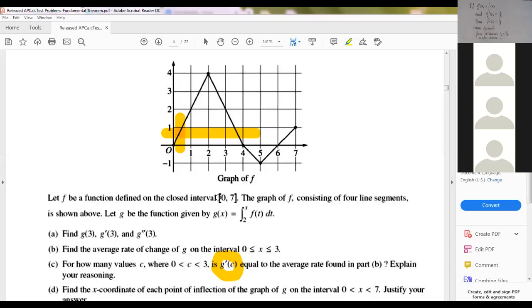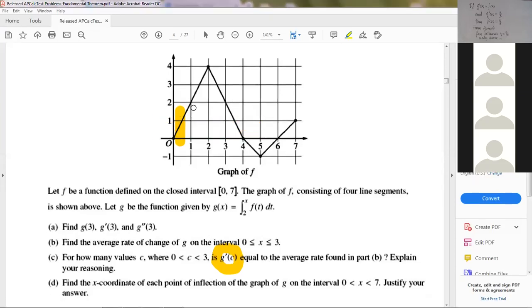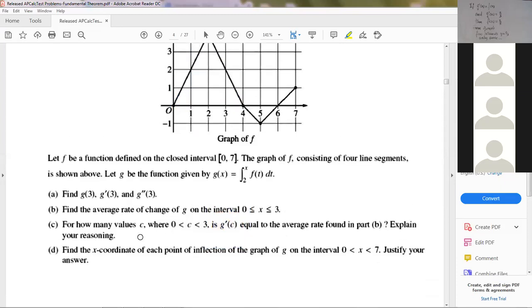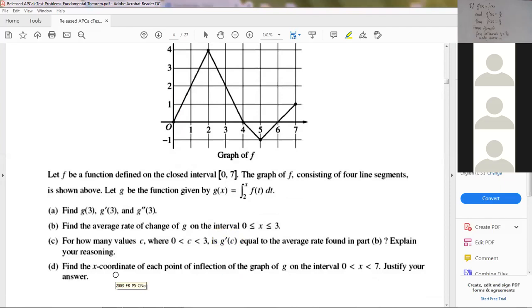Okay, last question, correct? And we finish today. So this one, right? And we have this one. Find the X coordinate of each point of inflection of the graph of G on the interval 0, 7. Justify your answer. Okay. Points of inflection. How do you define the point of inflection? Let me just write it here.